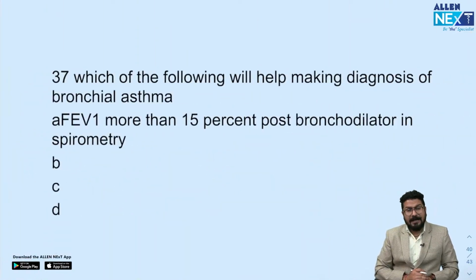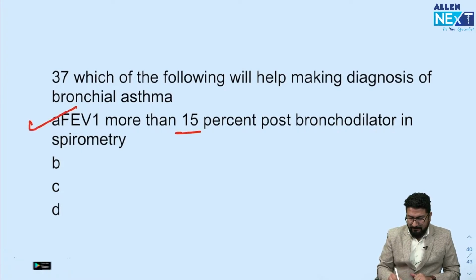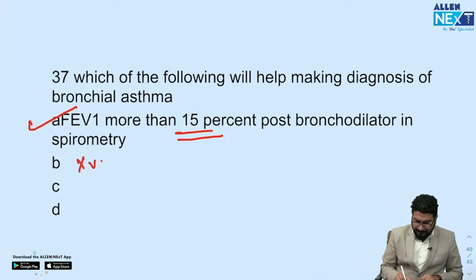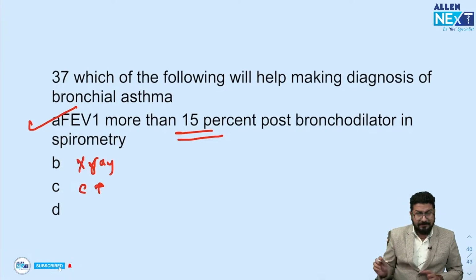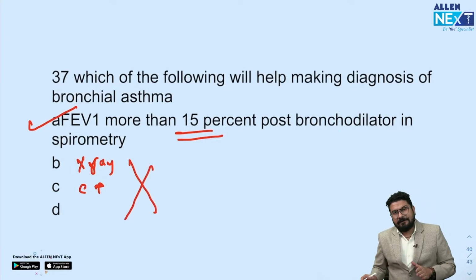Following will help in making diagnosis of bronchial asthma. So remember, in bronchial asthma, how you make a diagnosis, you will see FEV1. FEV1 will be more than 12% above baseline. Here 15 is given, so that is the best answer. Other options, like X-ray, we do not make any diagnosis based on X-ray. It was CT and something else. So remember, whatever the other options, the diagnosis of bronchial asthma will be made when you see FEV1 increased by more than 12% above baseline.